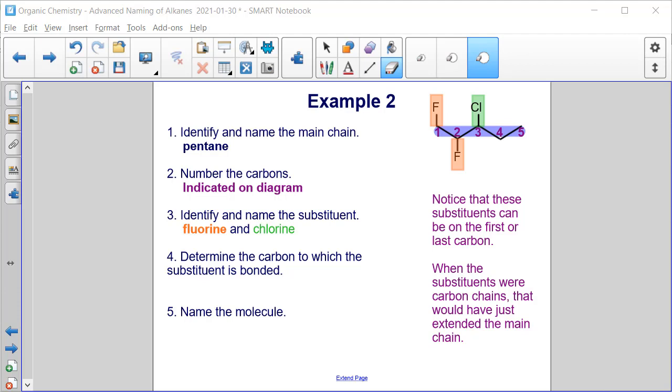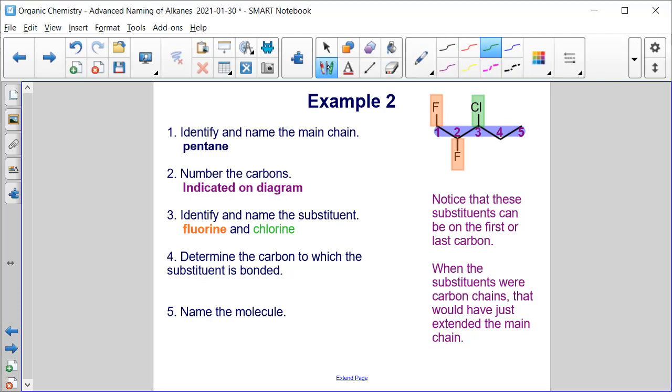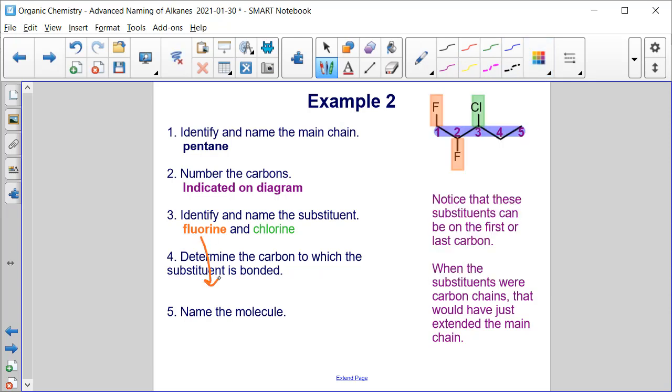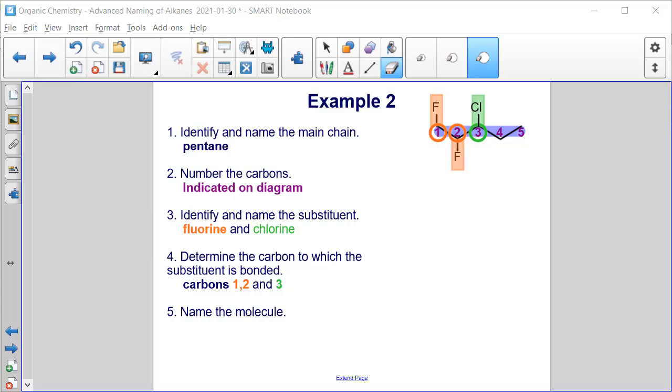It's just important to note here that these substituents can be on the first carbon or the last carbon in this case. When the substituents were carbon chains, that wouldn't have been the case because that could have just extended the main chain. So let's determine then which carbon to which each substituent is bonded. So in orange for the fluorines, they're bonded to carbon 1 and 2, and in green the chlorine is bonded to carbon 3. All right, so the fluorine is bonded to carbons 1 and 2, and the chlorine is bonded to carbon 3.